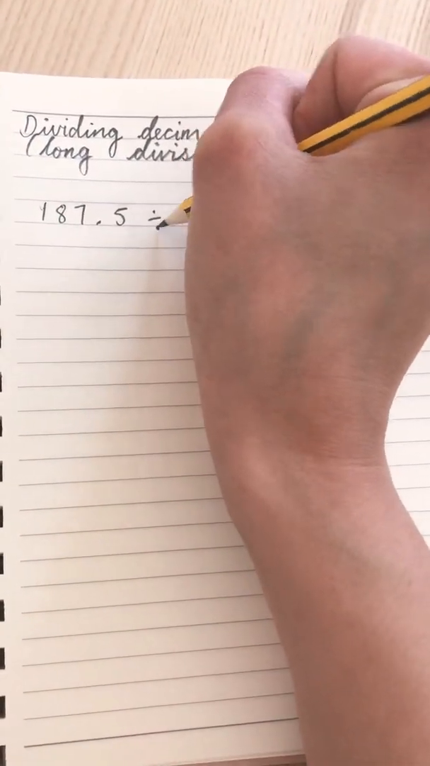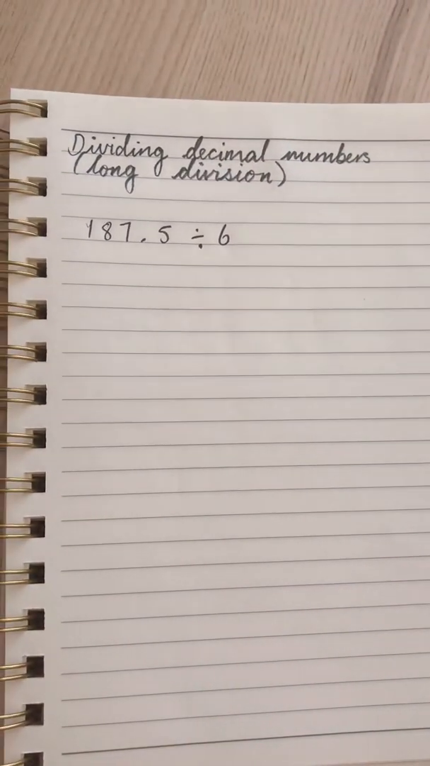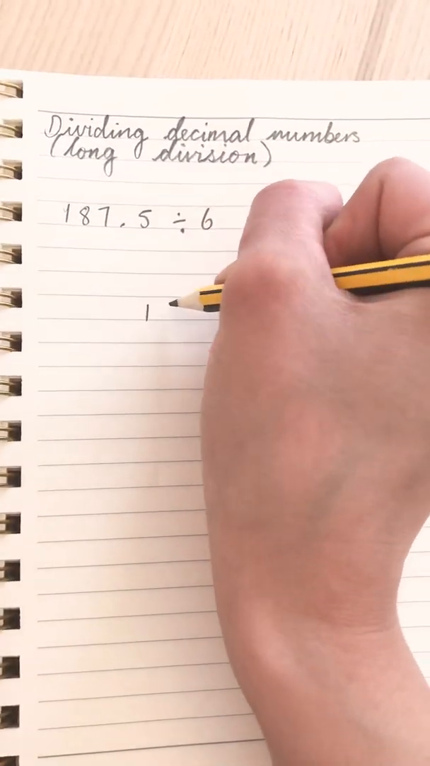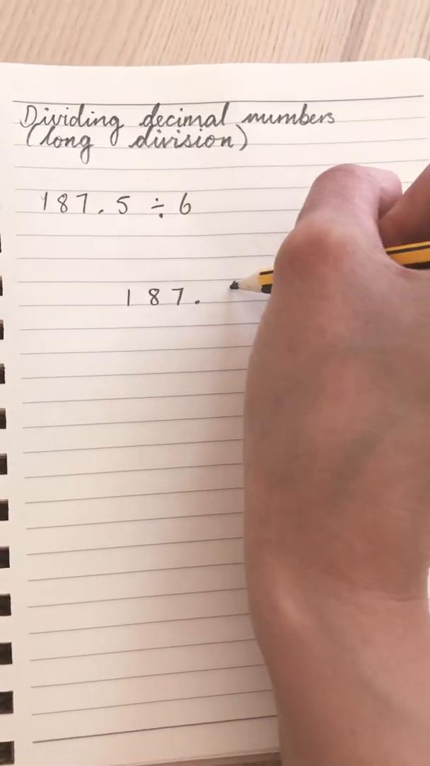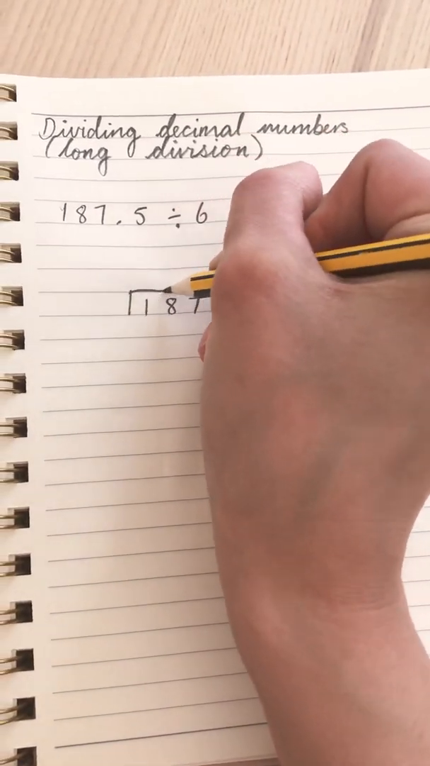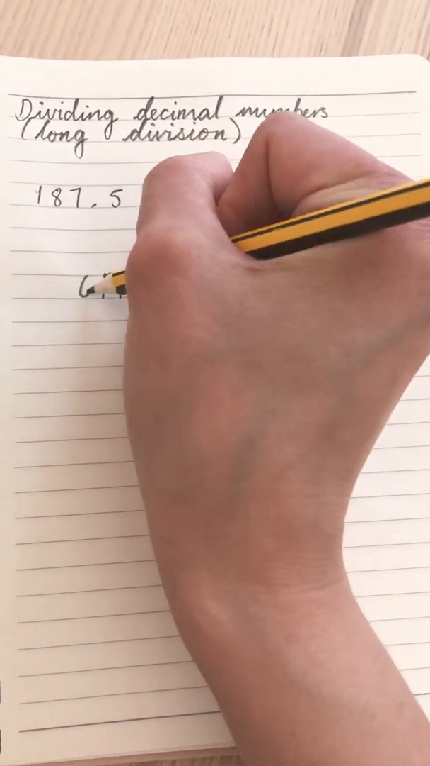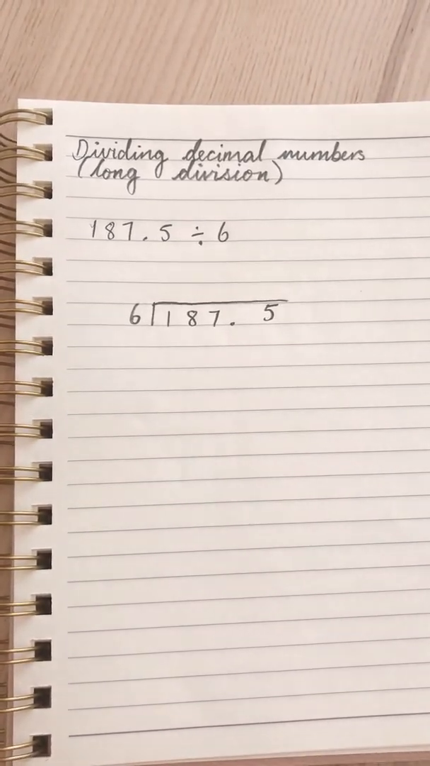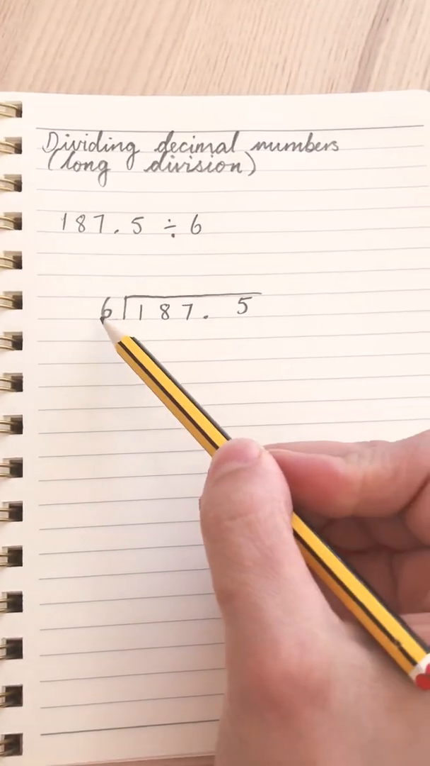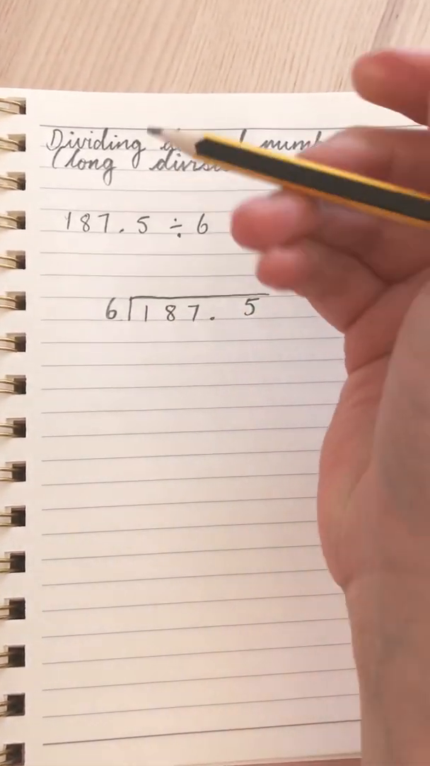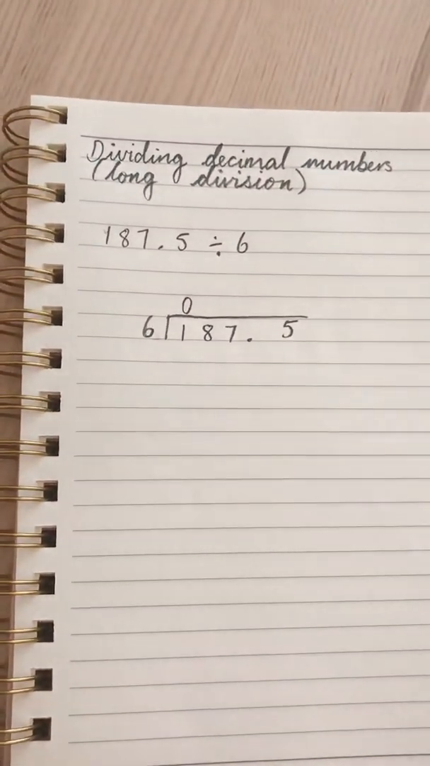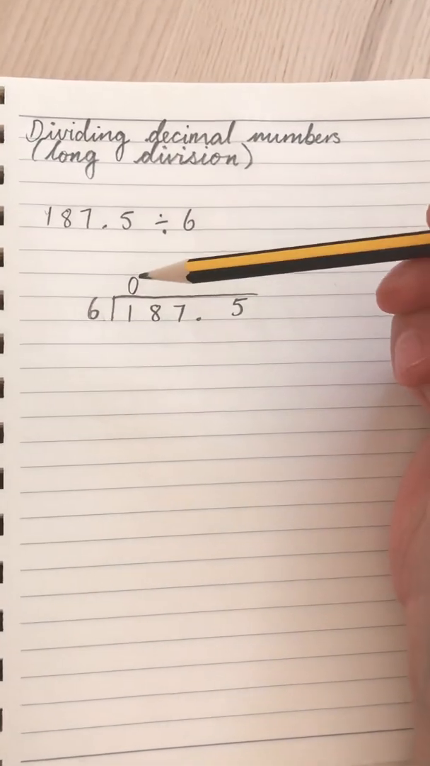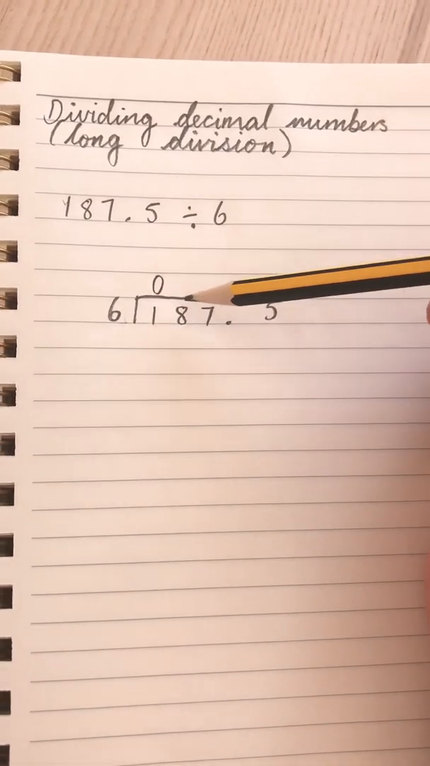187.5 divided by 6. Okay, so we set it out in the same way as we would for short division. We've got 187.5 and we're dividing that by 6. Okay, so first of all, we look at how many groups of 6 can we make from 100? Well, that's none. Then we regroup our 100 for 10 tens, giving us 18 tens.